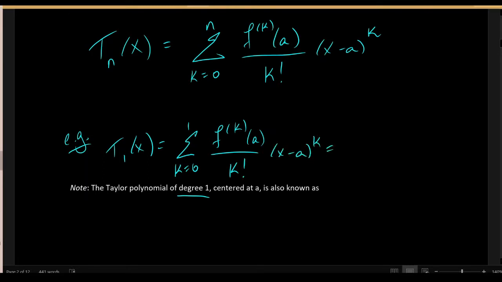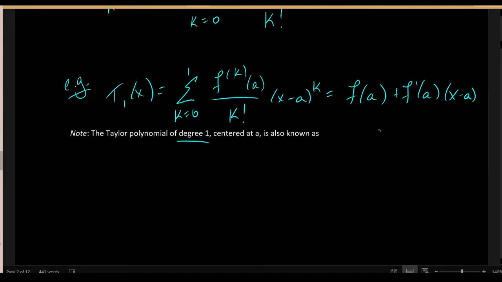When k is equal to 0, I get the 0th derivative, or the original function, evaluated at a. Then when k is 1, I get the first derivative, divided by 1 factorial, but 1 factorial is still just 1. Multiply that by x minus a to the first power, and then stop. Since this is the first degree Taylor polynomial, since this is T sub 1, x minus a to the first power is the highest power that we are allowed.